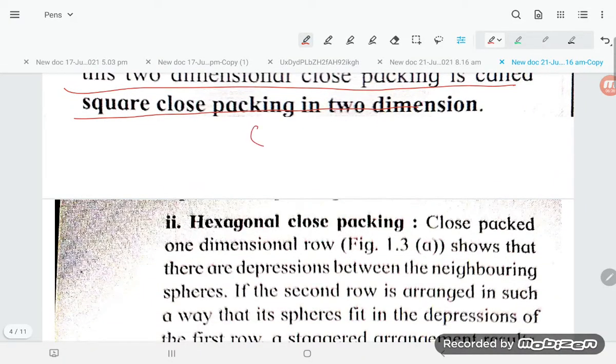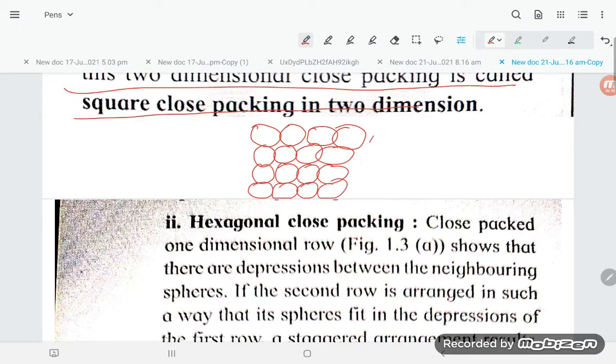So here they are saying this is the arrangement: exactly, one row is equal to the second row. The first row is equal to the second row. If you name the first row A, then this is again A, this is A, this is A. So all are A. If you talk about any of the atoms, you can select it out. So what is happening here? Four atoms are touching together. So this is what is known as square close packing.